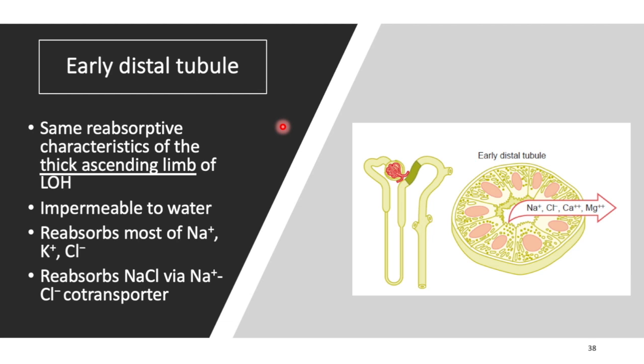Early distal tubule has the same reabsorptive characteristic as the thick ascending limb, meaning it is also not permeable to water, so it does not absorb water, and it absorbs a significant amount of solutes such as sodium, potassium, chloride, calcium, and magnesium, using cotransporters such as the sodium chloride cotransporter.